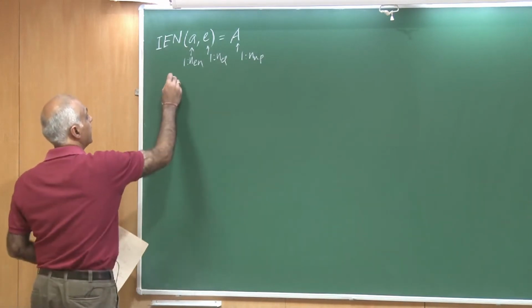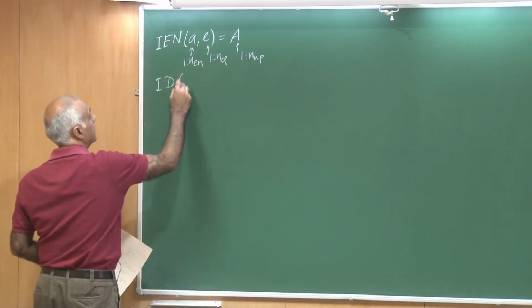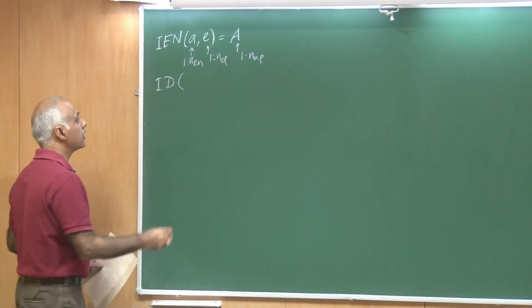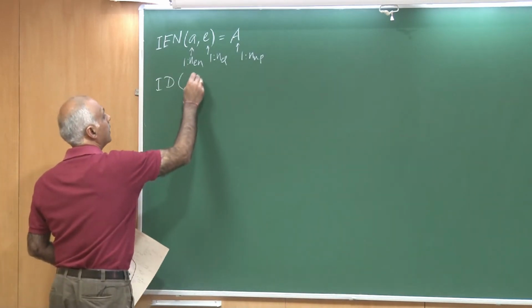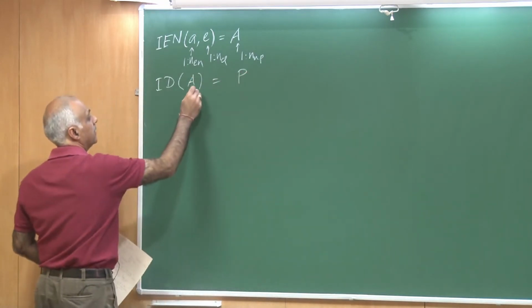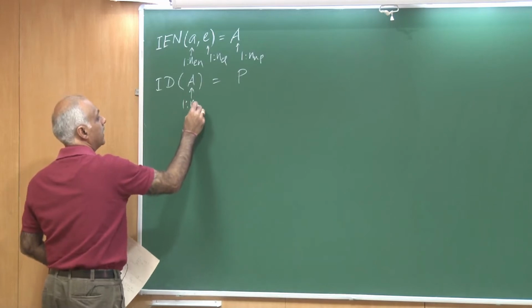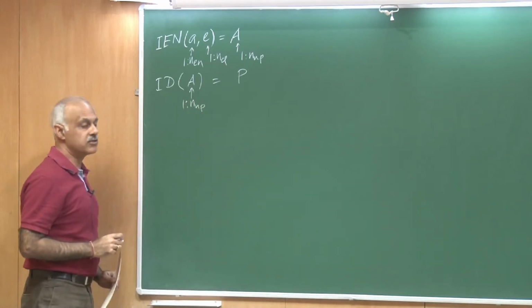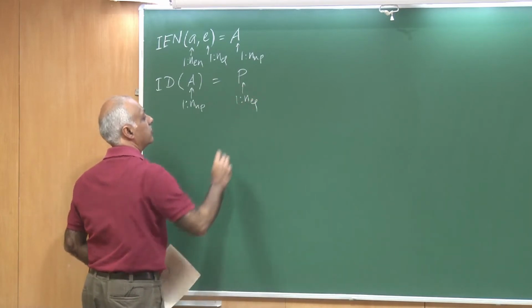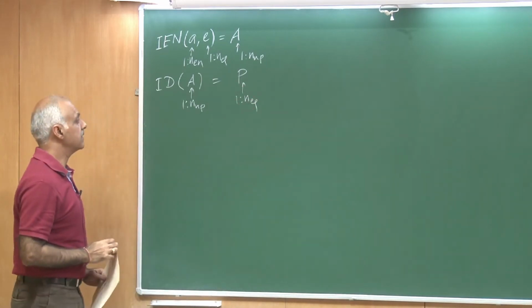The next array is the ID array, and this is the equation number for each node. So, the node number is A and it gives us the equation number P. A goes from 1 through NNP, each node number, and P goes from 1 to NEQ. These are the number of equations.